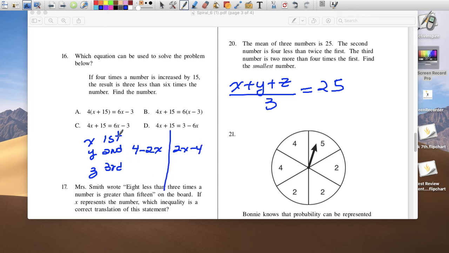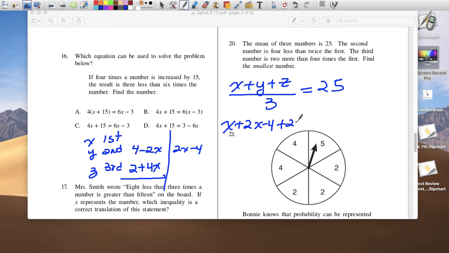The third number, which is z, is 2 more than 4 times the first, which is 2 plus 4x. So now I can rewrite all these in terms of x. Instead of writing x plus y plus z, I'm going to write x, the first number. The second number, instead of y, I'm going to change to plus 2x minus 4. And instead of z, I'm going to write plus 2 plus 4x.